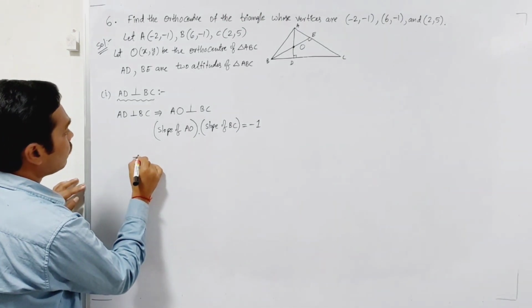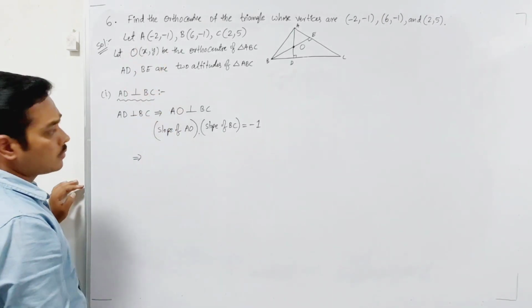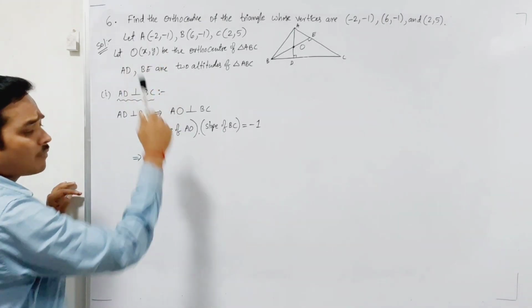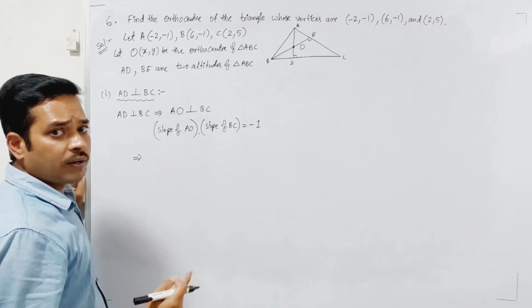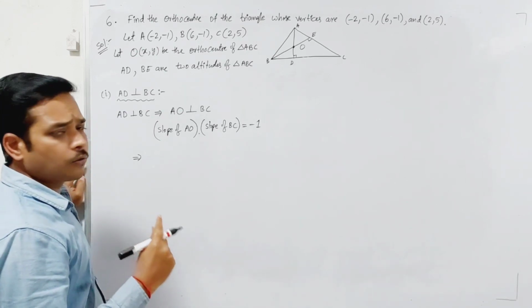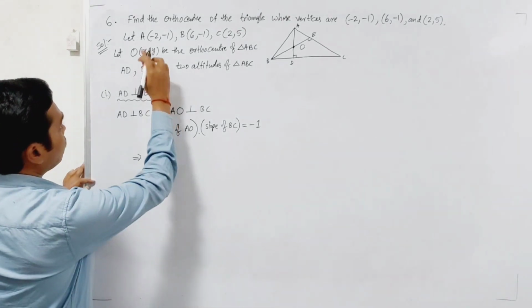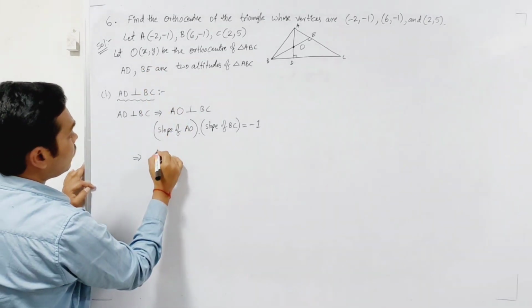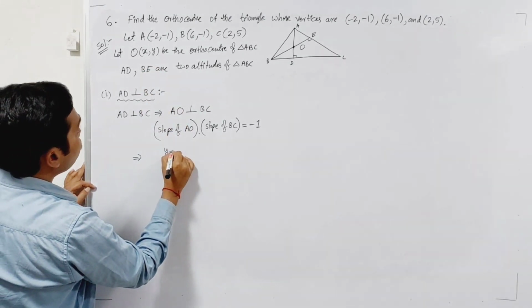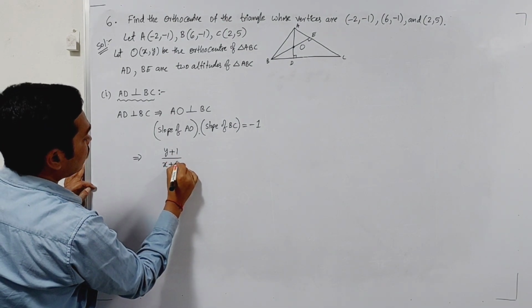What is the slope of AO? A is minus 2 comma minus 1. O is x comma y. If you know two points on a straight line, how do you find the slope? Y2 minus y1 by x2 minus x1. So apply the same formula. A is the first point, O is the second point. Y2 minus y1, y minus of minus 1, that is y plus 1, by x minus of minus 2, that is x plus 2.